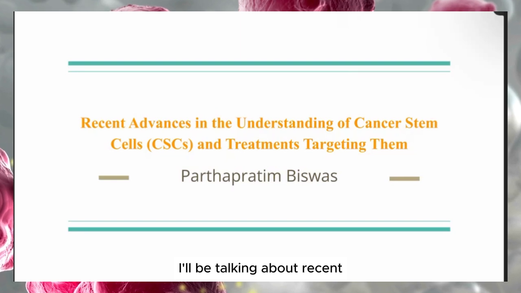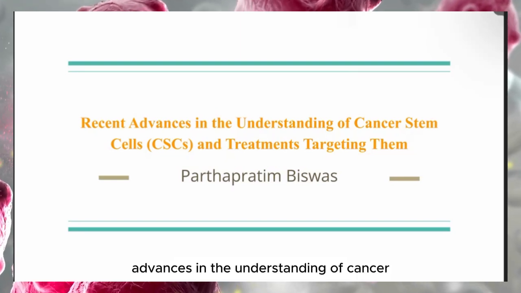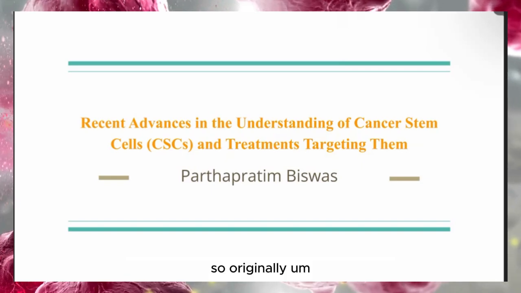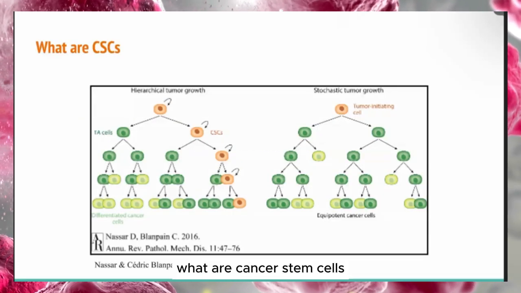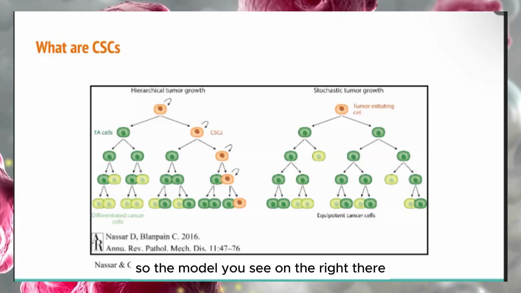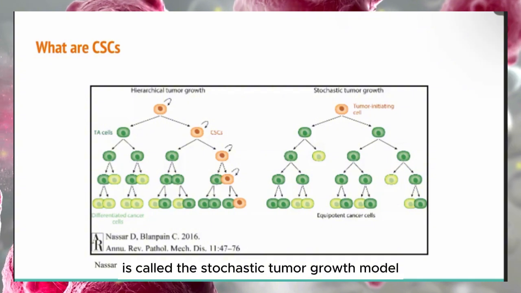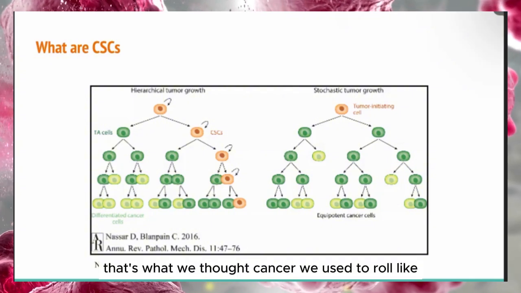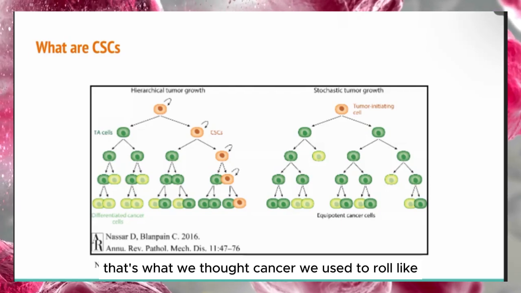Today I'll be talking about recent advances in the understanding of cancer stem cells and treatments targeting them. Originally, what are cancer stem cells? Well, we have to go over that first. The model you see on the right there is called the stochastic tumor growth model. Basically, that's what we thought cancer used to grow like.